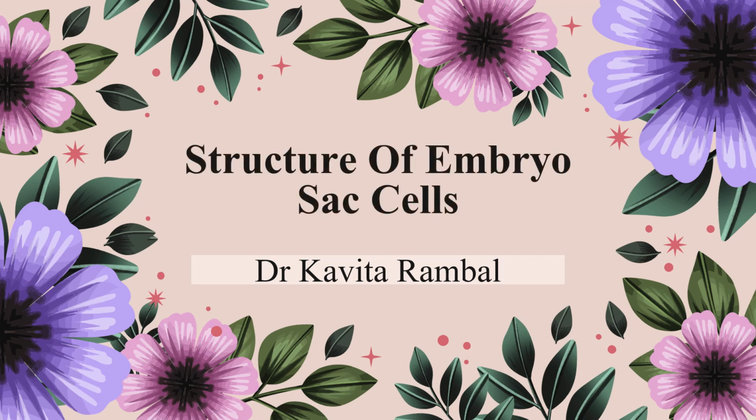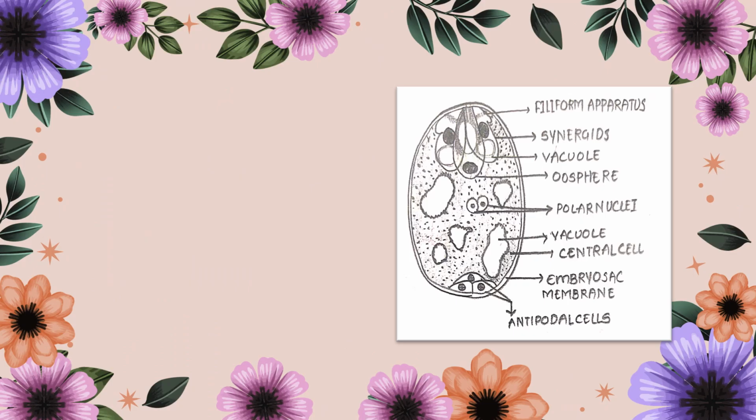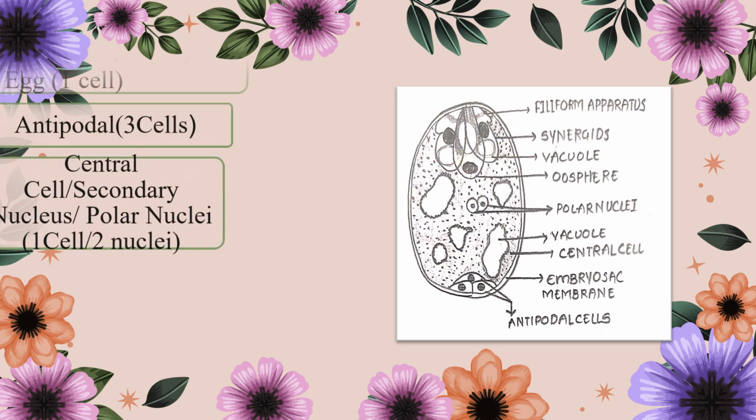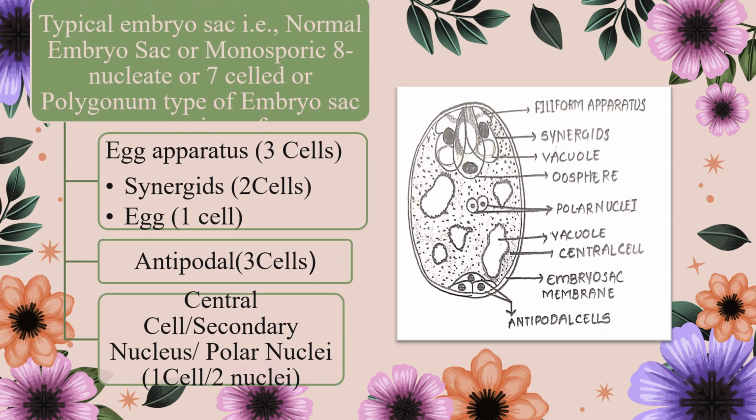Hello students, today we will study a new topic, structure of embryo sac cells and their functioning. Now here we will be studying the type which is the typical embryo sac, that is, the normal type of embryo sac. We also call it monosporic, 8-nucleate or 7-celled or polygonum type of embryo sac.